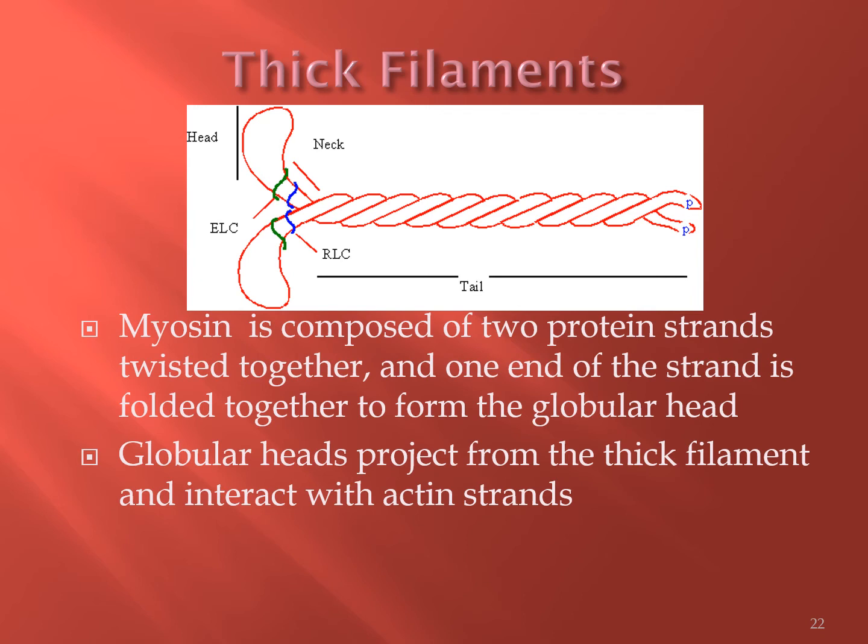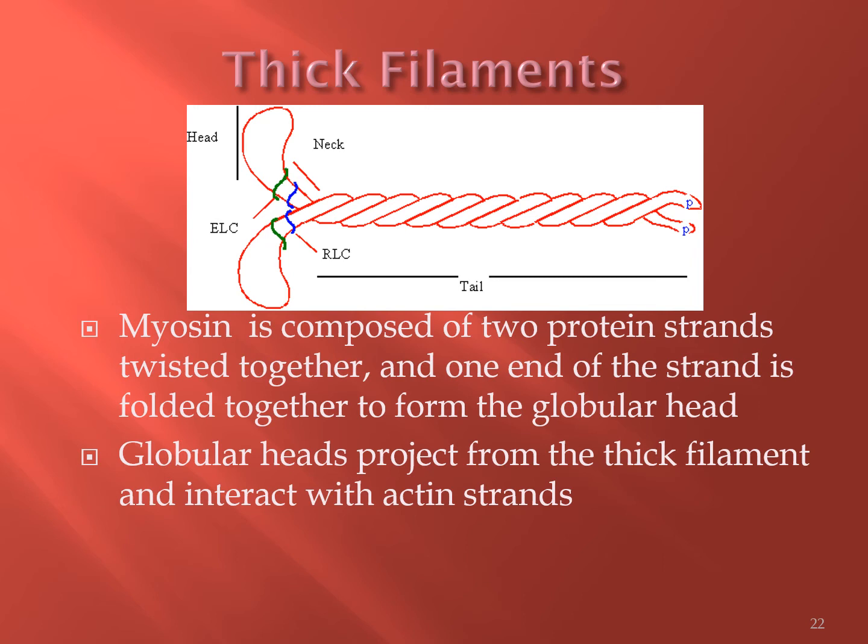So the thick filaments are composed of myosin, which is the major backbone in terms of the protein. This is actually composed of two protein strands that are twisted together, and one end of the strand is folded together to form a globular head. Here you can see in the image above the tail, which is made up of those two protein strands twisted around, and then you've got two globular heads at the end of this protein strand.